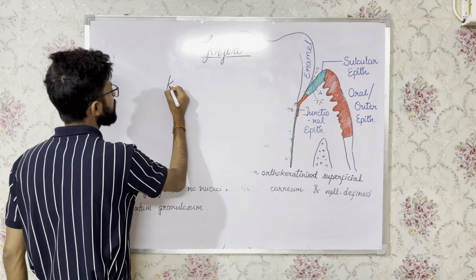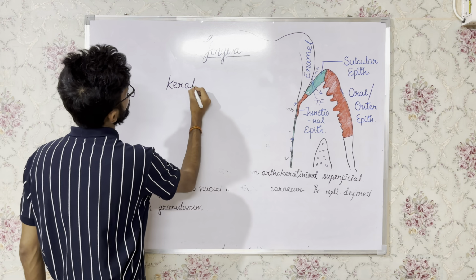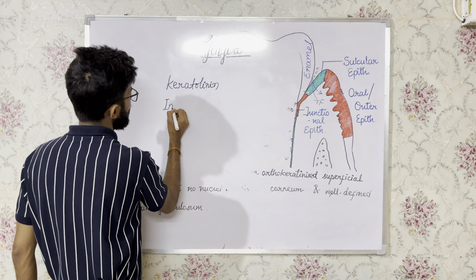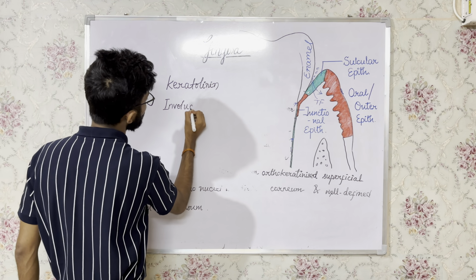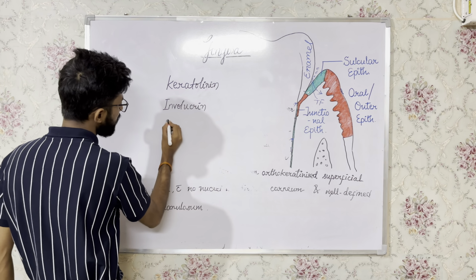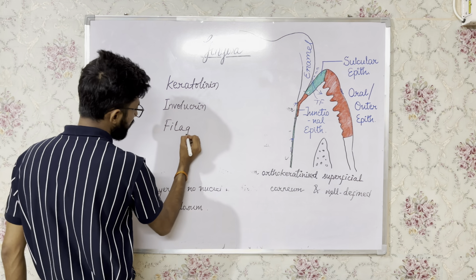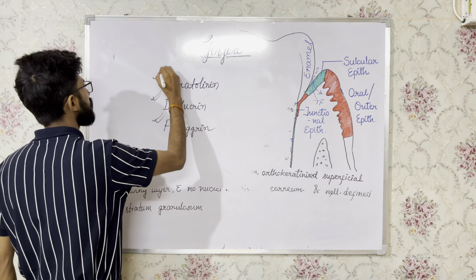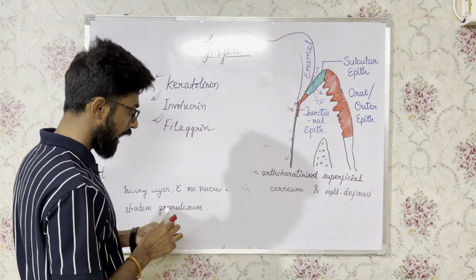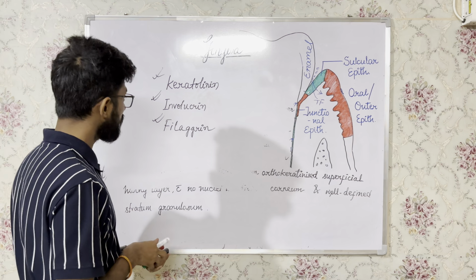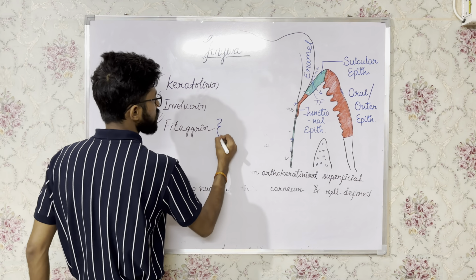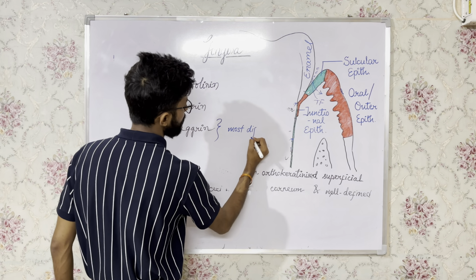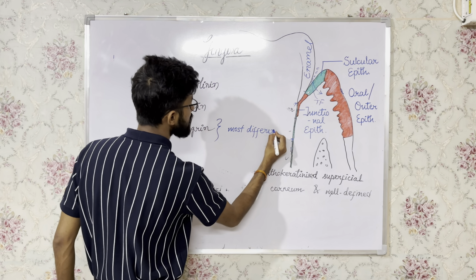So the proteins named are keratolinin, involucrin and filaggrin. Okay, these are the non-keratin proteins that are also produced. Now the function of these are, this produces the most differentiated epithelium cell. Most differentiated means most specialized epithelial cells.